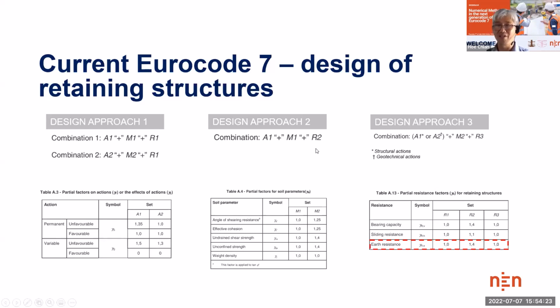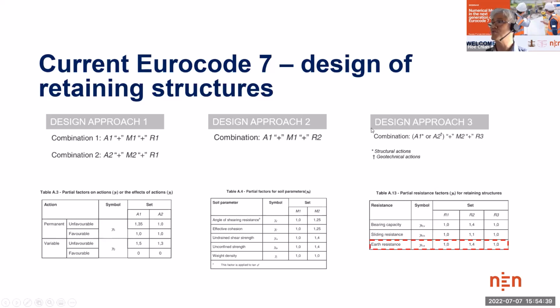Obviously, in numerical modeling, this is not possible. But if you are taking another additional sort of check, it means that the likelihood is that design approach 2 will be more critical than combination 1 of design approach 1.